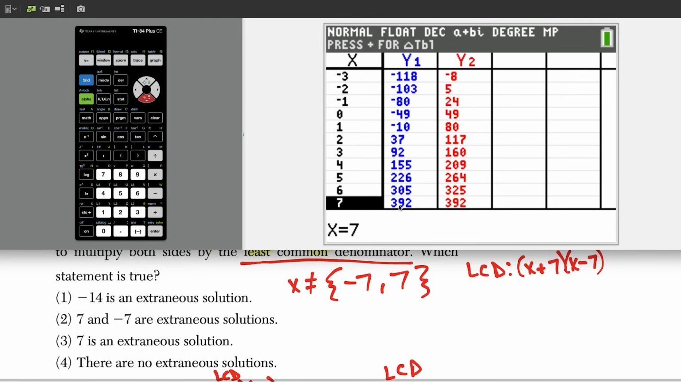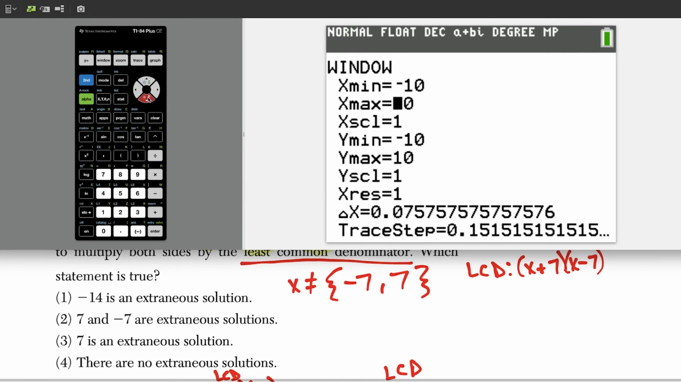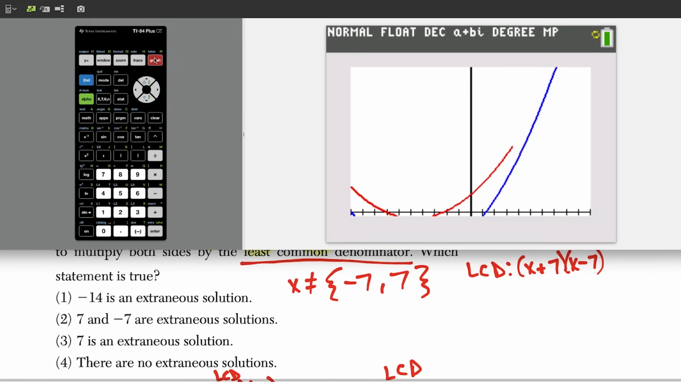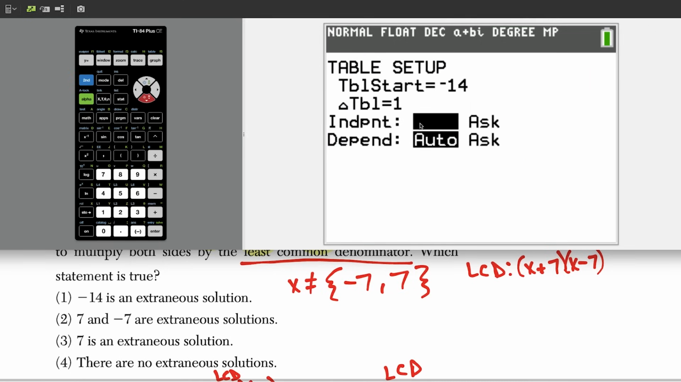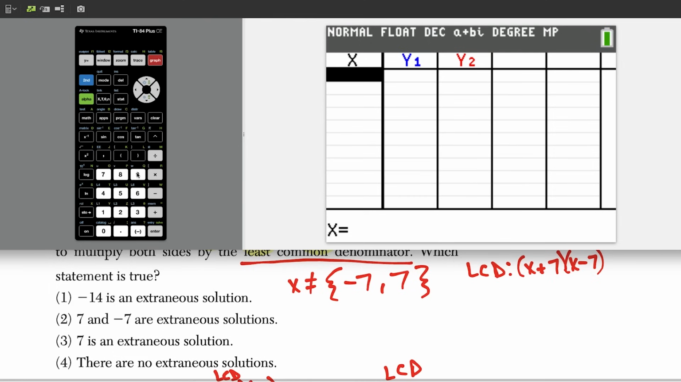Now, if I want to see this on the graph, notice this goes all the way up to almost 400. So if I press window and I put the y maximum up to 400, then I'll be able to see the intersection of these two graphs here. So the intersection is happening somewhere over here. I'll just gather all of these values all at once. I'm going to press second window, go to the independent variable, and switch it from auto to ask. That way I can just type in custom values here.